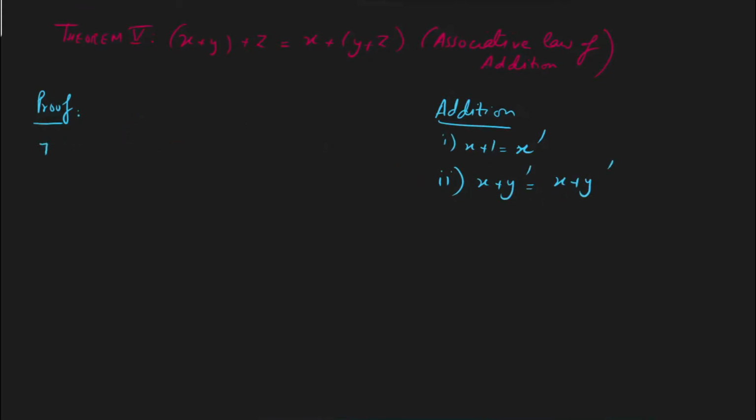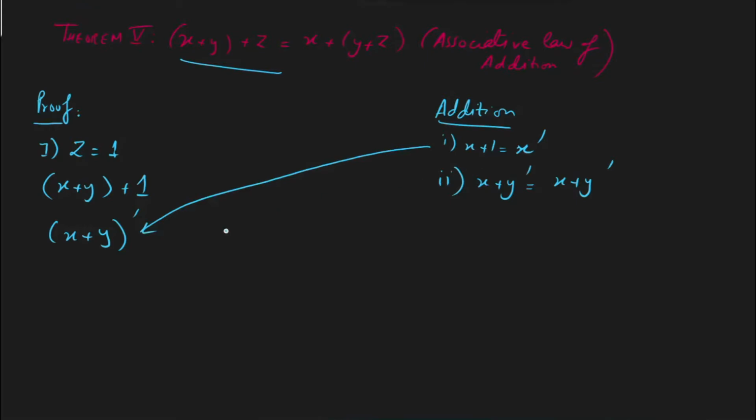And the first part of the proof is going to be where we consider z to be 1. And writing z to be 1, can I write this part of the statement like that? (x plus y) plus 1. Yes, I can, because we have assumed z to be equal to 1 here. Now, having written this, can I write (x plus y) whole prime? I think I can, because this follows directly from the first property of addition. Now, can I expand this and write x plus?